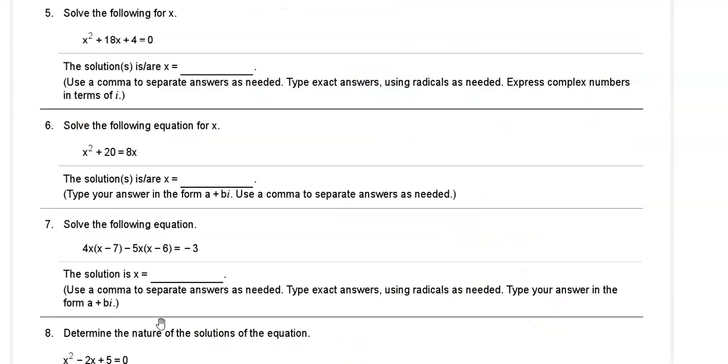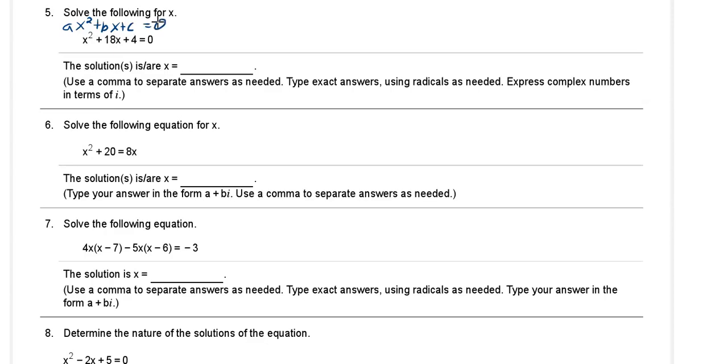All right, so for number 5, they're asking us to solve this for x. It does not say to complete the square, so now we are being given permission to use the quadratic formula to solve this equation. The quadratic formula is used to solve equations of the form ax squared plus bx plus c equals 0. So it's important when you're using the quadratic formula that you have the equation equal to 0 first. Then you can identify a, b, and c. So in this case, a is equal to 1, b is equal to 18, c is equal to 4.